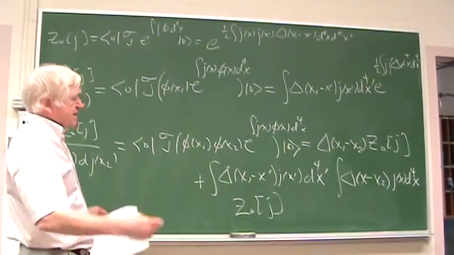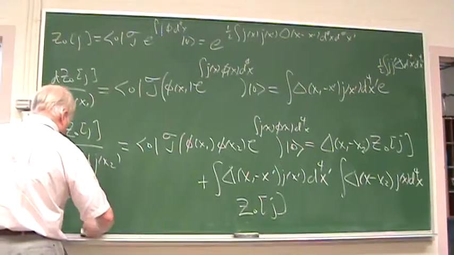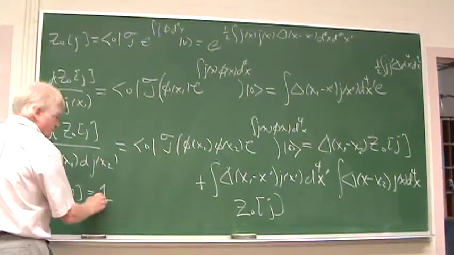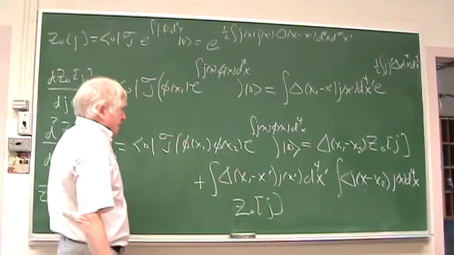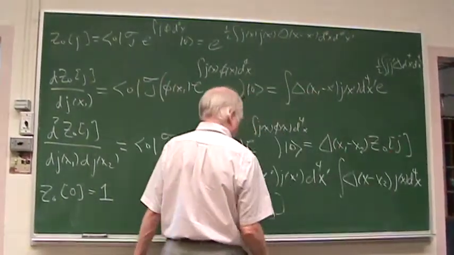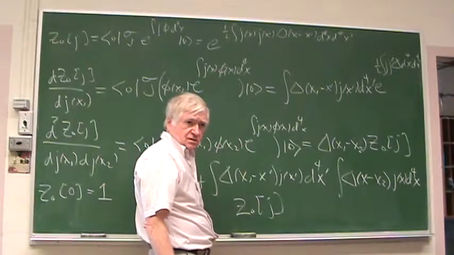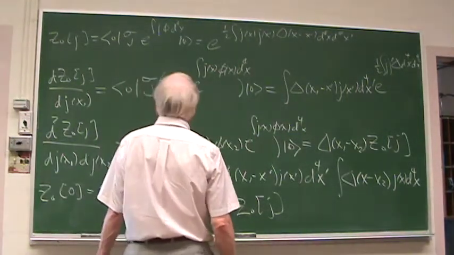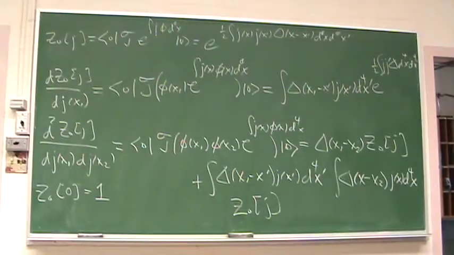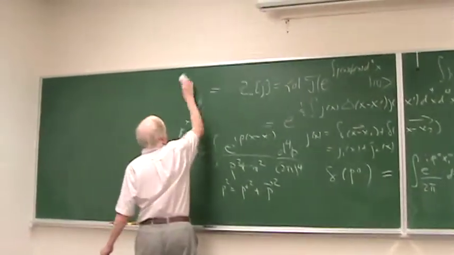Okay, now, if we let J go to 0, remember that Z0 of 0 is just 1. And if we set J equal to 0, then this term goes away. This term becomes 1. And these terms just vanish. This becomes 1, and each of these terms is 0. So the answer that we get is very nice formula.